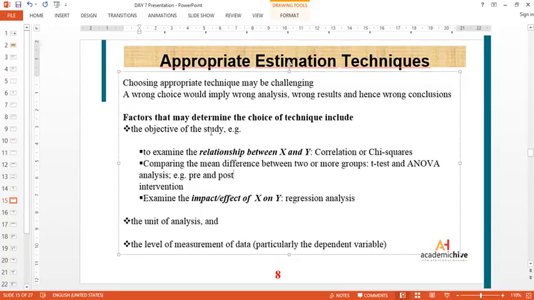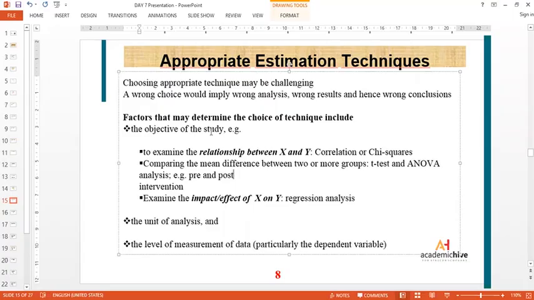If your objective is to examine relationship, purely relationship. Is this related to this? Or is this associated with this? If that is just your goal, then just go for correlation or chi-square. If your goal is just to examine relationship, it's simply correlation or chi-square.